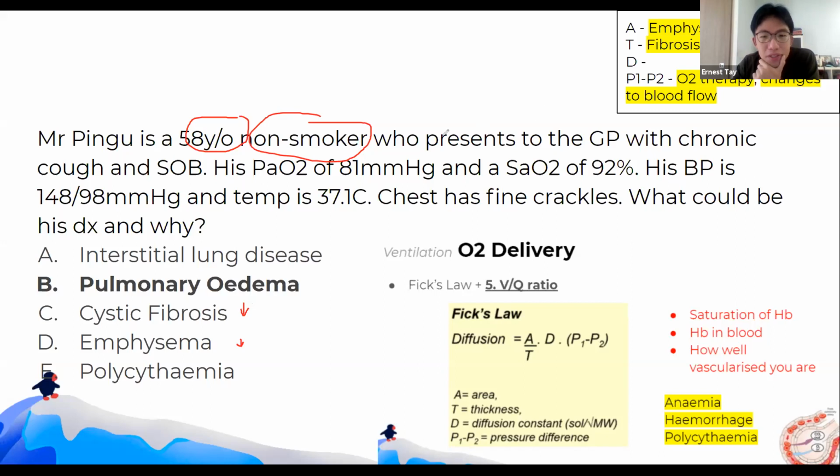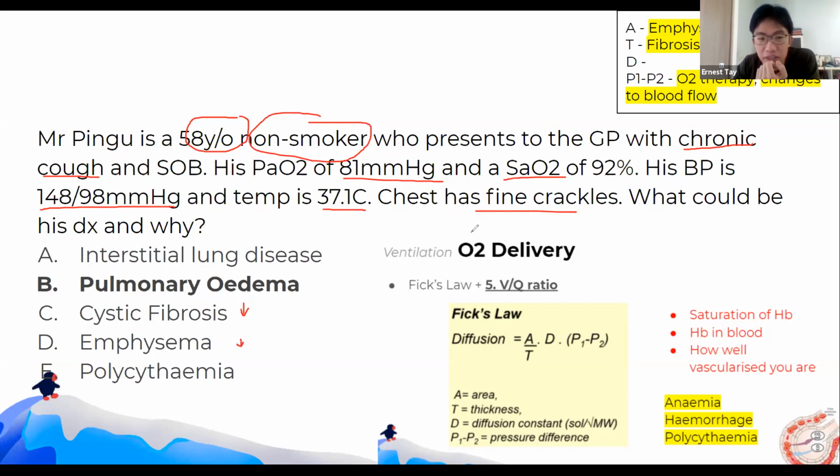Okay, so who presents to the GP with chronic cough and SOB? So chronic cough, SOB, okay, he has a cough. We just move on. His PaO2 is 81, so it's actually pretty poor, and his SaO2 is 92, so it's poor as well, meaning he's going towards a hypoxic state. His BP is high, so he has hypertension, and his temperature is normal, so probably not an infection.